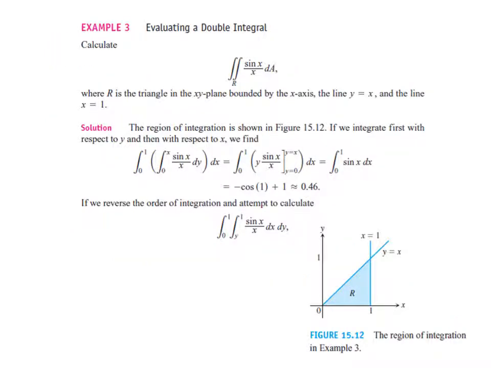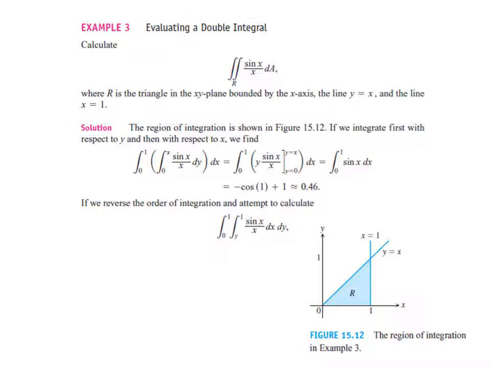Let us take the next example. Calculate the integral over R of sin x by x dA, where dA can be written as either dx dy or dy dx. Here R is the triangle in the xy plane bounded by the x-axis, the line y equal to x and the line x equal to 1. That is, y equal to 0, y equal to the straight line passing through the origin, and x equal to 1 which is parallel to the y-axis. It forms a triangle, the region R.